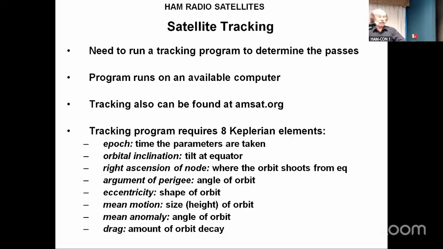So how do you track a satellite? The program requires something called Keplerian elements. It's named after Johannes Kepler. It's a bunch of parameters that will exactly determine where the satellite is. You talk about the epoch, which is the time that they take the snapshot. And then the orbital inclination, that is the tilt at the equator. So the satellite doesn't go straight north-south. It kind of goes at a tilt like that, right?